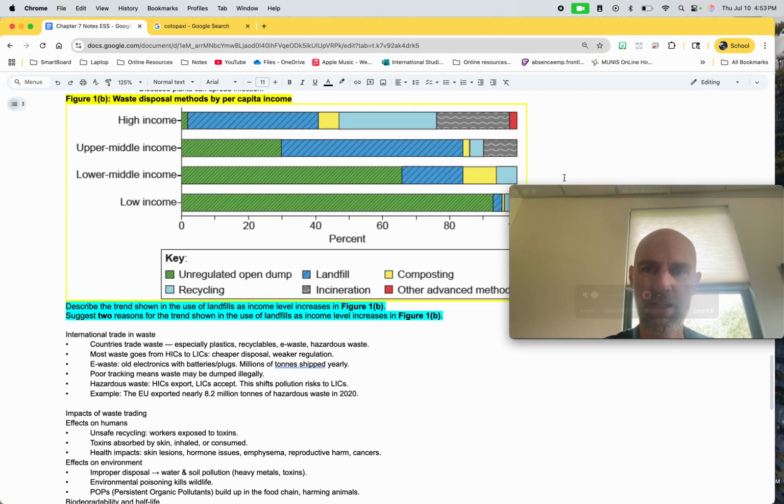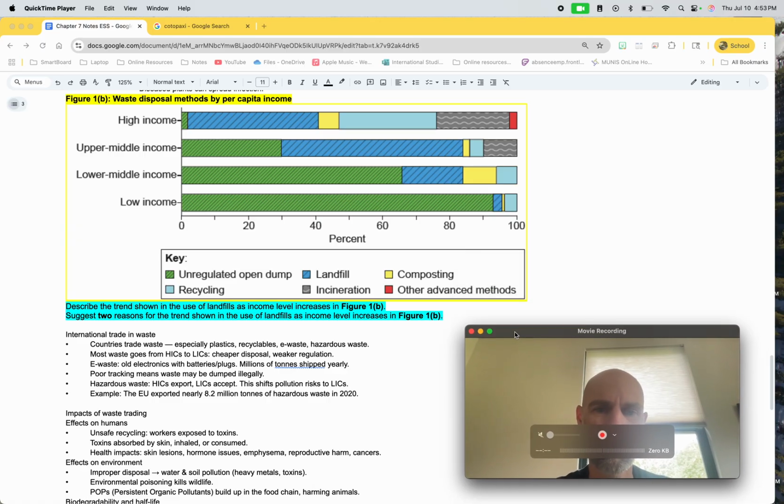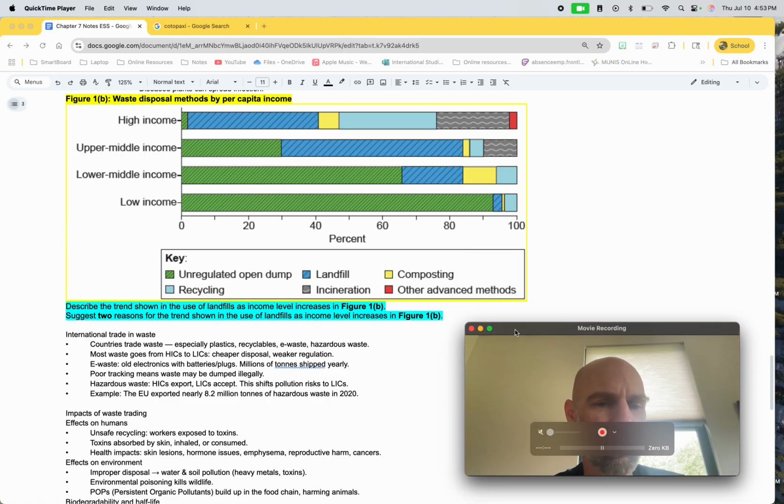Let's move my ugly face down here for this one. Describe the trend shown in the use of landfills as income level increases. Figure 1B for that one.